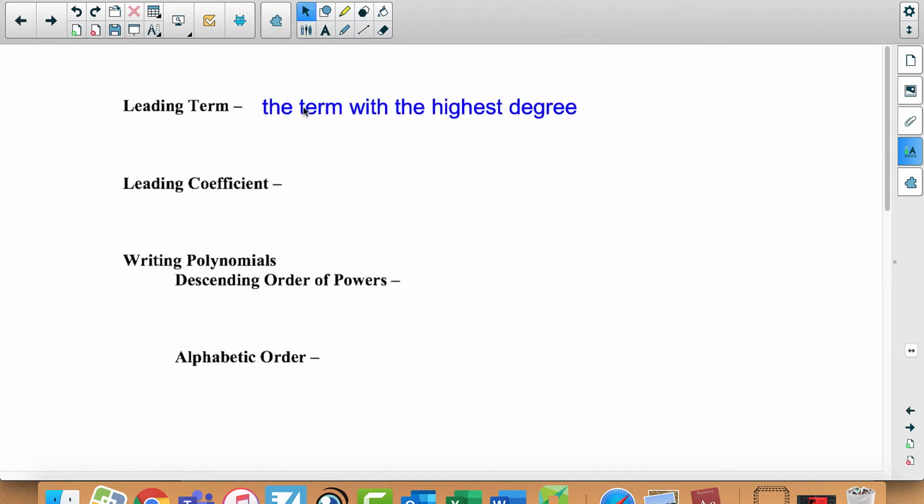Okay, the leading term is the term with the highest degree. It's called leading because you tend to write it with the leading term first, but you don't have to.